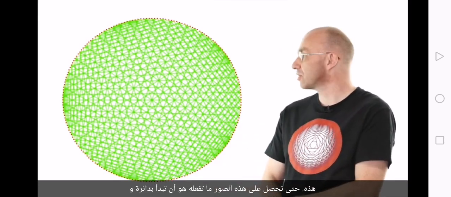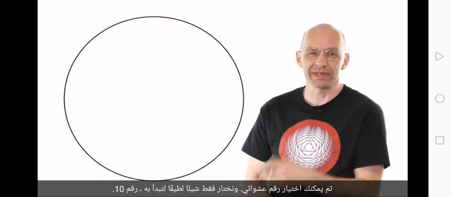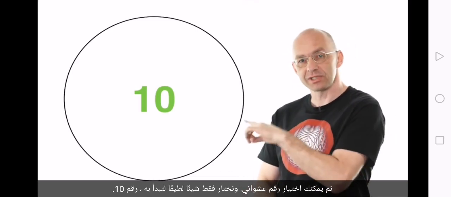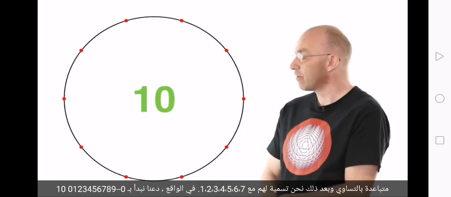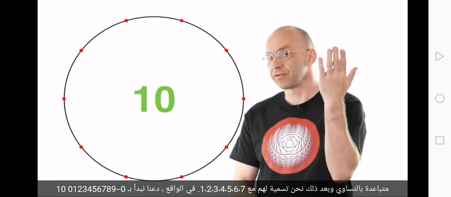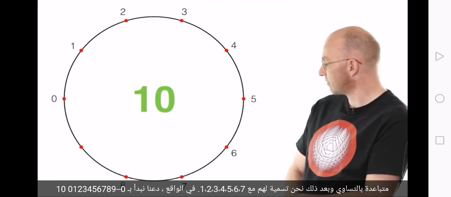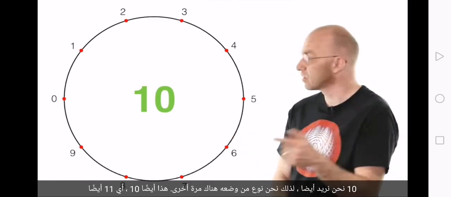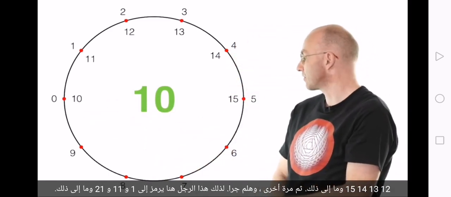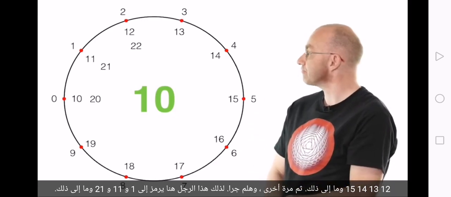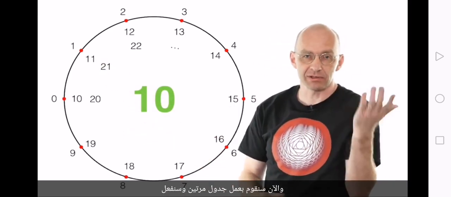So to get these pictures, what you do is you start with a circle, and then you pick a random number, and we'll just choose something nice to start with, a 10. With 10, we put 10 points on the perimeter, equally spaced, and label them 0, 1, 2, 3, 4, 5, 6, 7, 8, 9, and then 10 we also want, so we put that right there again. So that's also 10, that's also 11, 12, 13, 14, 15, and so on. So this point here stands for 1, 11, 21, 31, and so on.